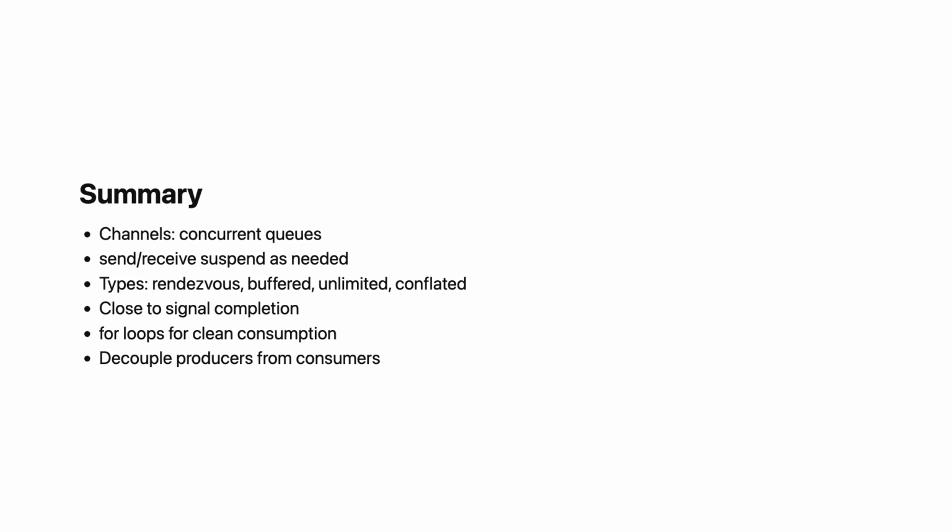Let us summarize. Channels are concurrent queues for coroutine communication. Send puts values in, receive takes values out. Both suspend when needed. Channel types: rendezvous for tight sync, buffered for flexibility, unlimited or conflated for special needs. Close channels to signal completion. Iterate with for loops for clean consumption. Channels decouple producers from consumers, enabling flexible concurrent patterns.